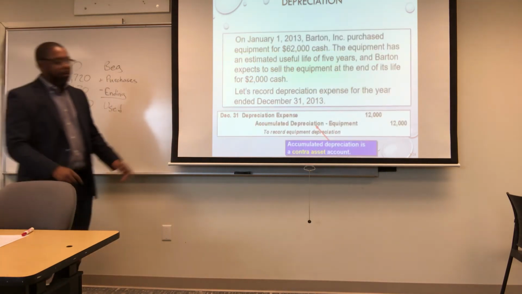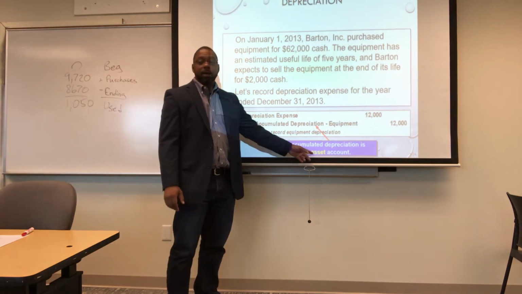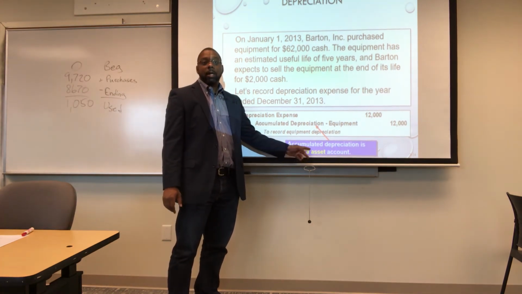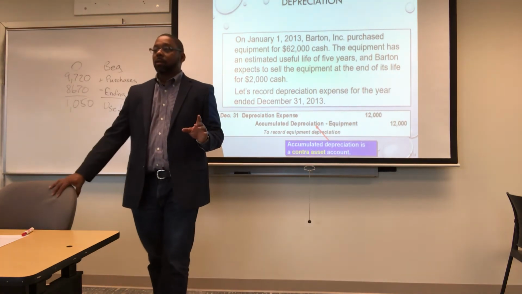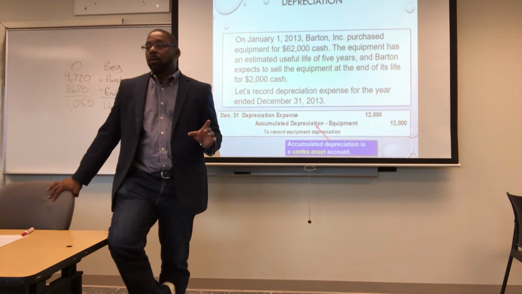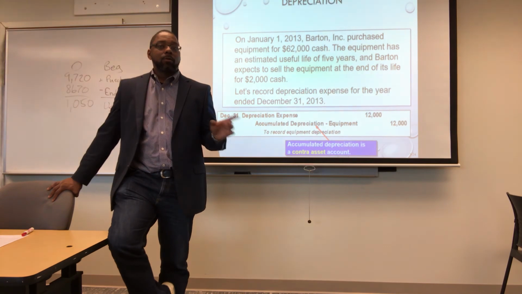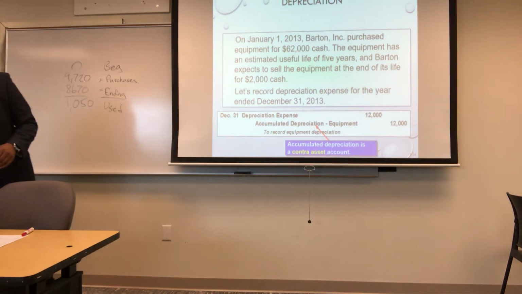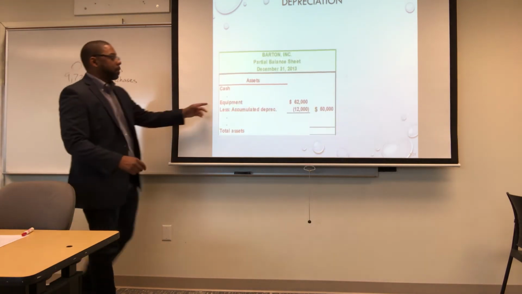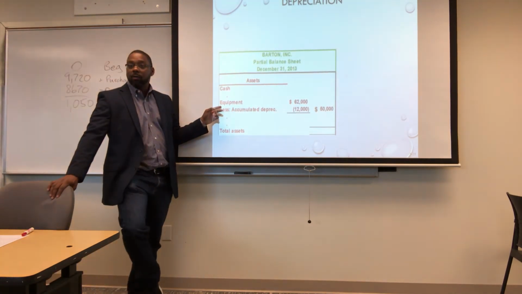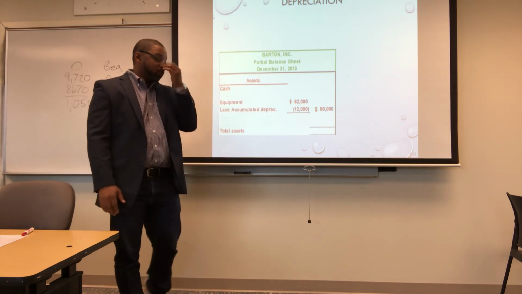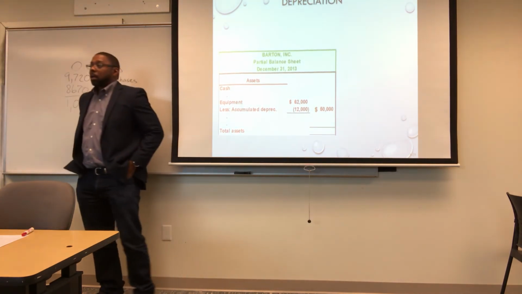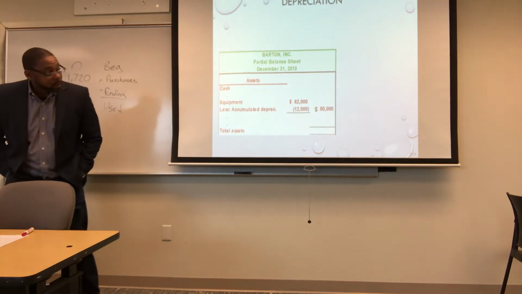And what accumulated depreciation is, what we call a contra asset account. Go back one slide and show you that. Contra asset account. Meaning it's in the asset section of the balance sheet, but it runs contra or negative to the other assets. So in this case, it runs negative to equipment. So we have equipment for $62,000 minus accumulated depreciation for $12,000. So now equipment is on the books for $50,000.